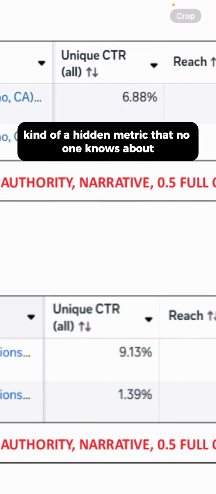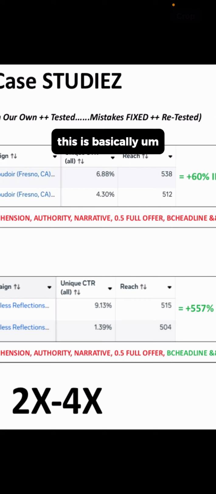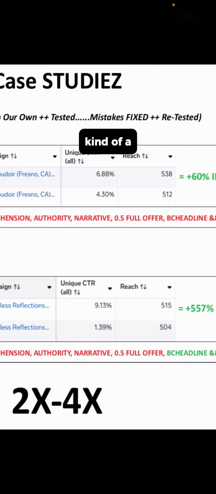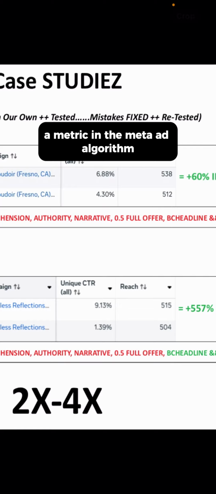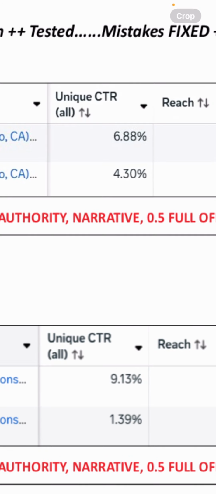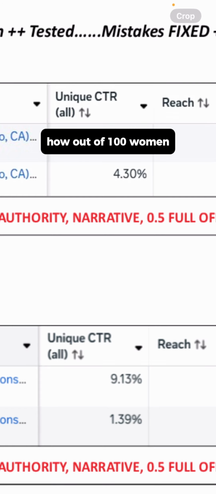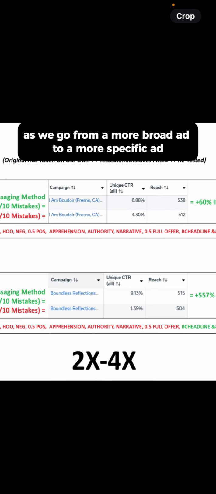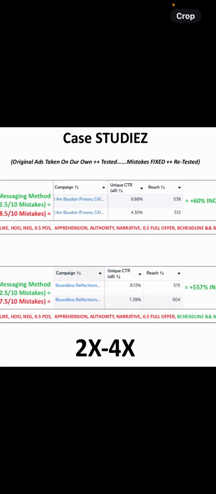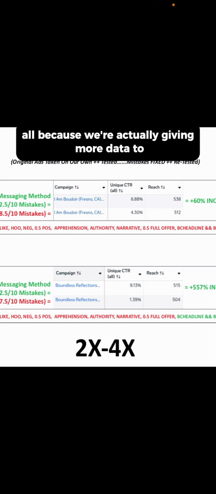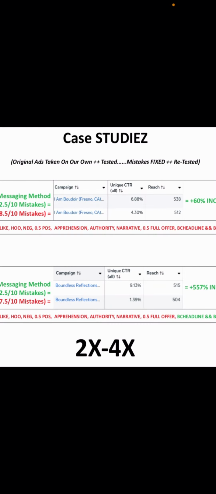This is kind of a hidden metric that no one knows about. This is basically how many women out of 100 engage with our ad. And this is a really big metric in the meta ad algorithm, kind of a really large weighting. And it also basically means how out of 100 women, how many women is our ad relevant to? And what's interesting is as we go from a more broad ad to a more specific ad, it actually raises the unique CTR all because we're actually giving more data to the meta ad algorithm to send our ad to more specific kind of pockets of women.